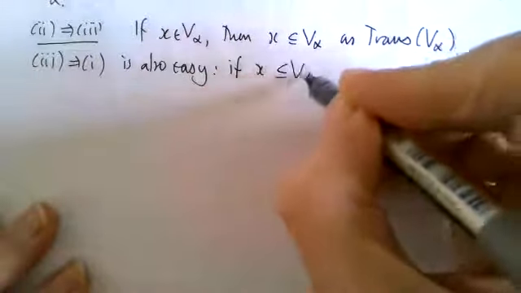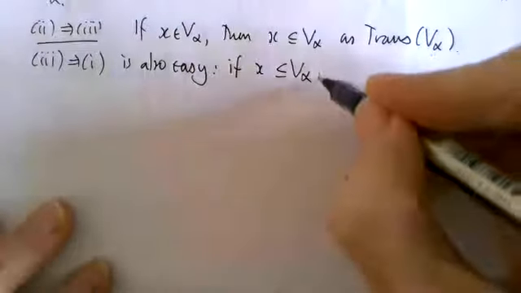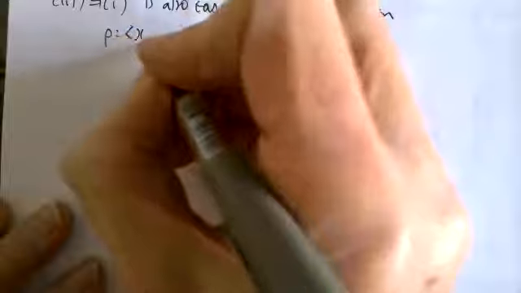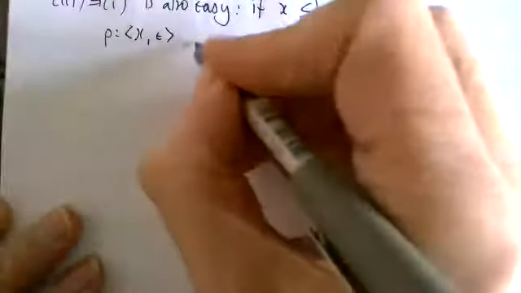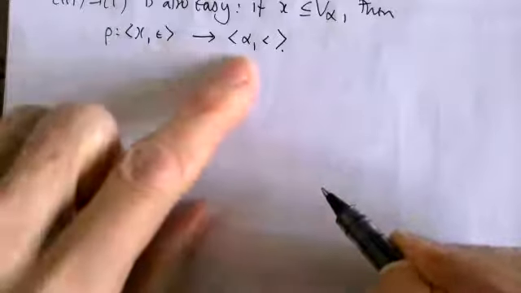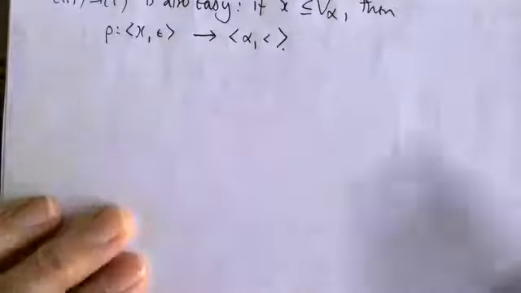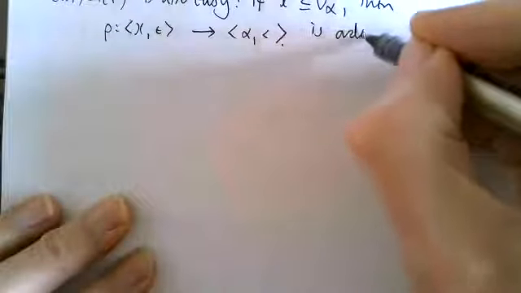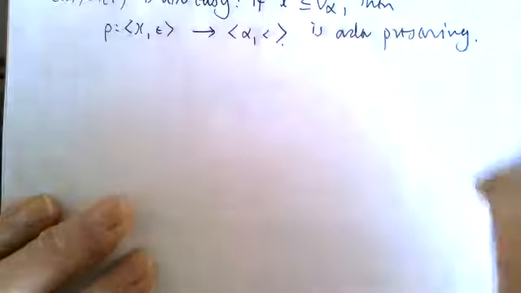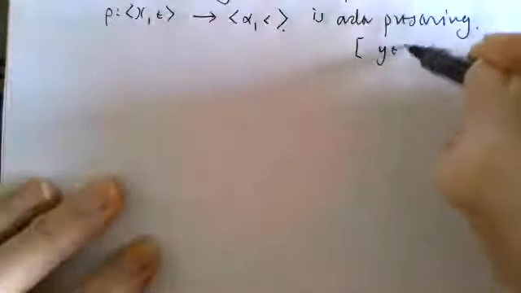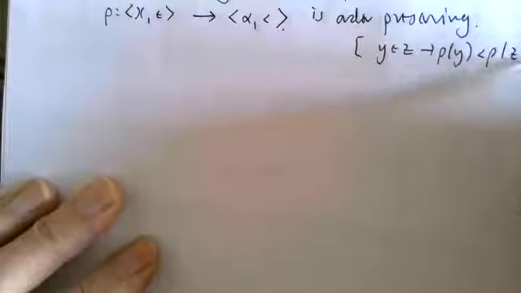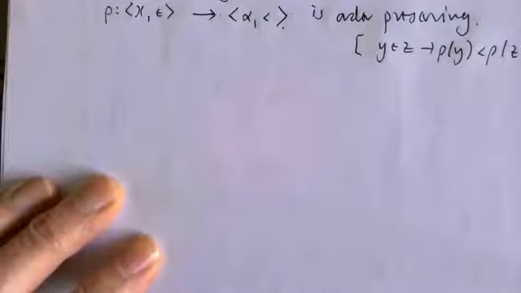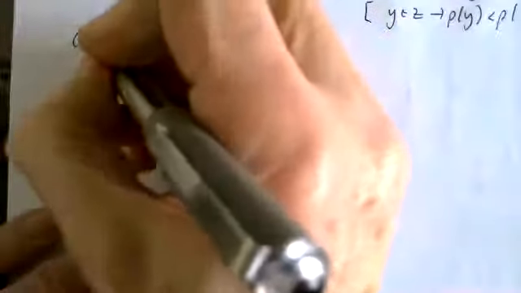If I've got X, which is a subset of V alpha, then I can think of rho applying to X, going into the ordinals less than alpha. So rho of y is some ordinal less than alpha here. So this is order preserving. Recall that if y is a member of z, then rho of y is always less than rho of z. That's why it's order preserving. And then you can just check.